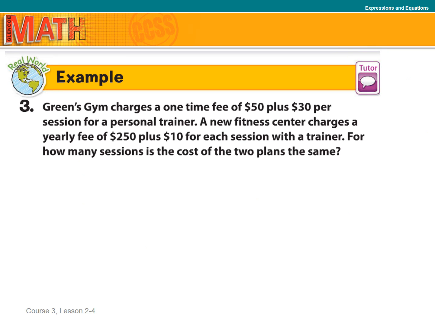Example 3, a real-world problem. Green's Gym charges a one-time fee of $50 plus $30 per session for a personal trainer. A new fitness center charges a yearly fee of $250 plus $10 for each session with a trainer. For how many sessions is the cost of the two plans the same? So they want to know when they are the same. So we want to know when Green's Gym is going to equal the new fitness center. And I'll just write new gym.